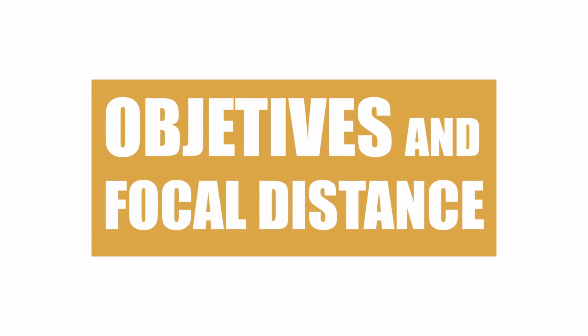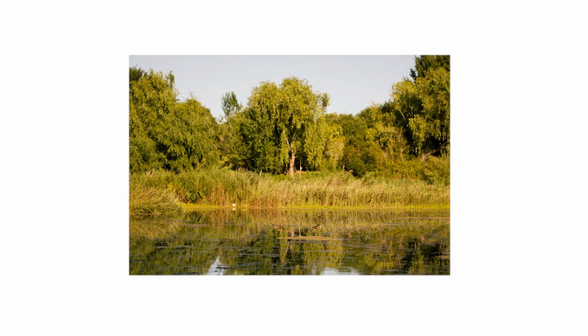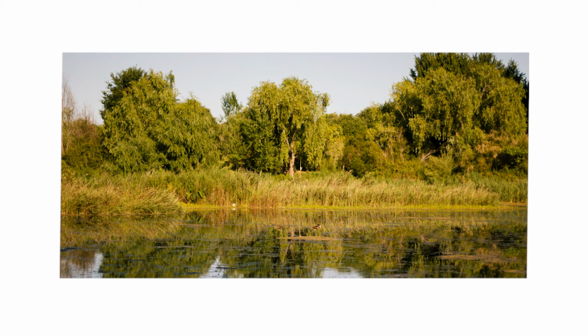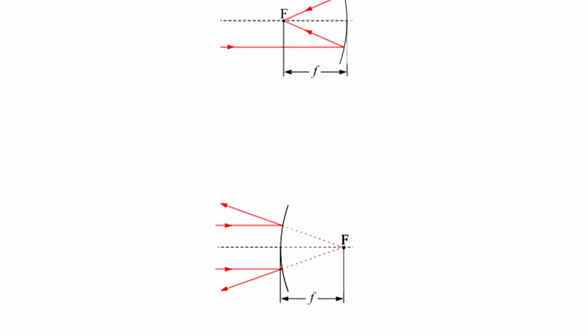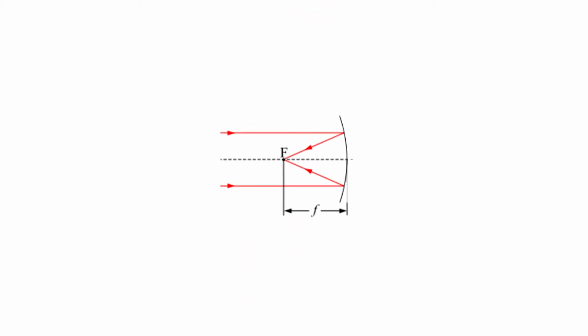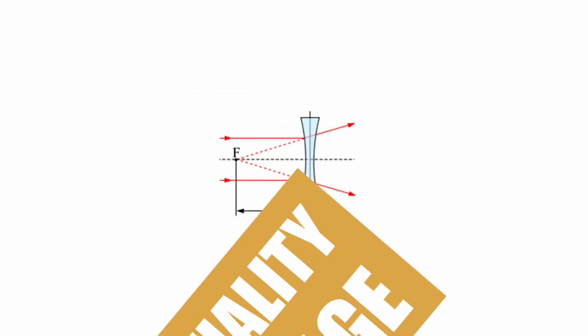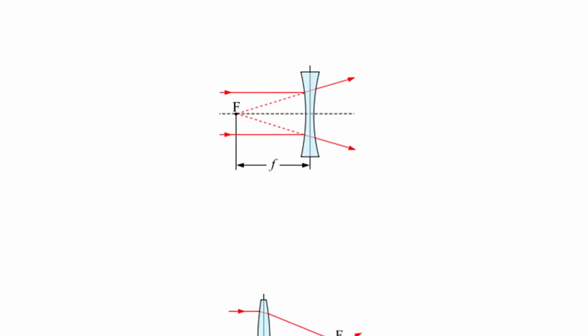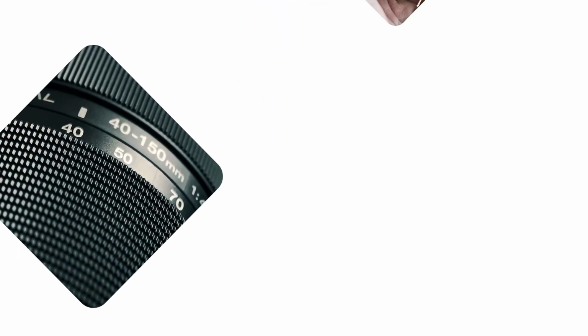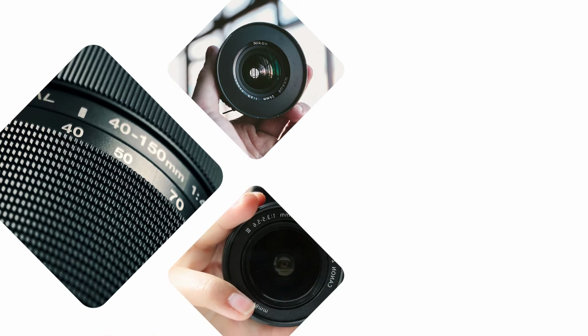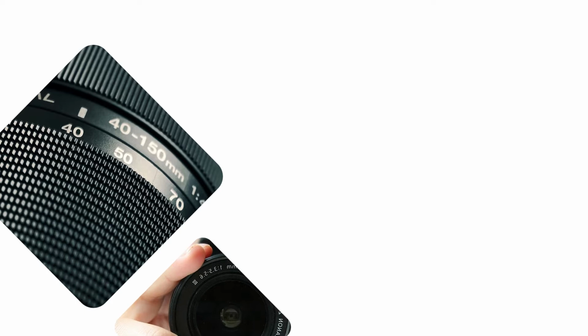Objectives and focal distance. Although the camera body is important, due to the resolution we need to assemble and edit the project, the objective and the focal length will be those elements that will allow us to obtain a quality image. The focal length of a lens is the distance between the optical center of the lens and the focus. The focus being the point where the light rays are concentrated.